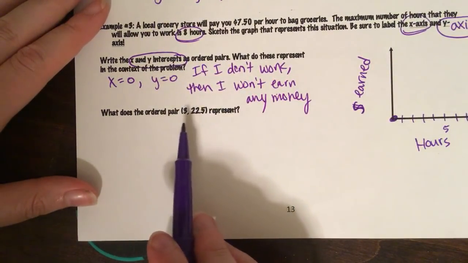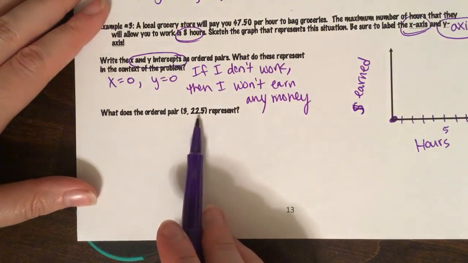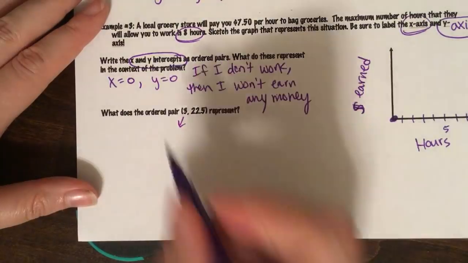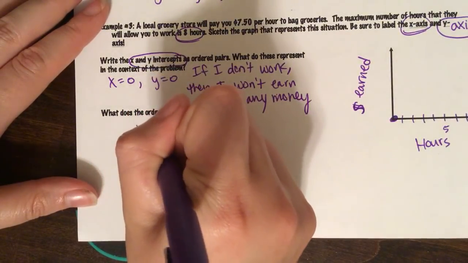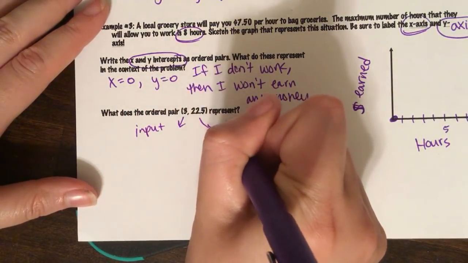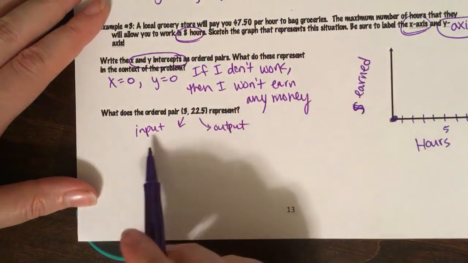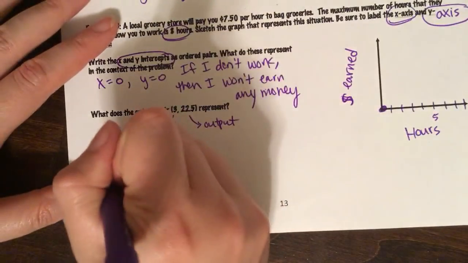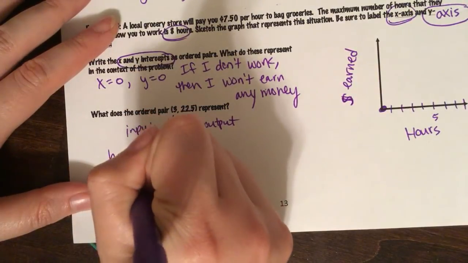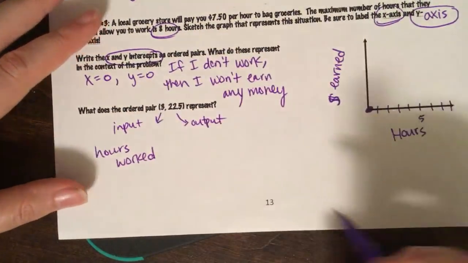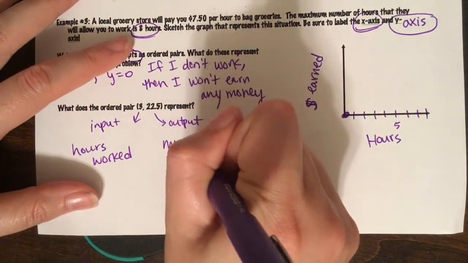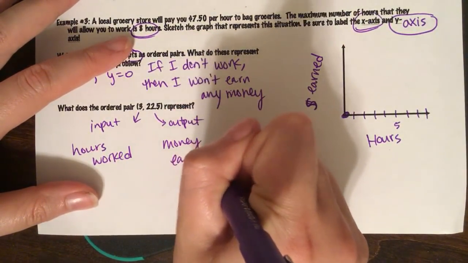Okay, so then let's think about this. What does the ordered pair (3, 22.5) represent? Well, 3 is my input. That's my x. 22.5 is an output value. So input we know is x, so we can refer back to the graph, and this must be the hours worked. Whereas our output must be the money earned.